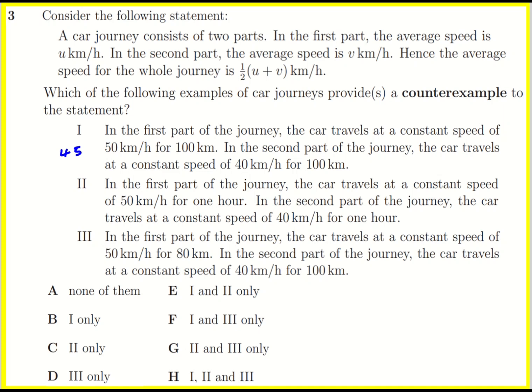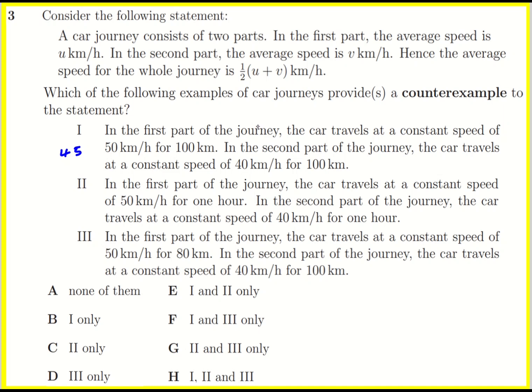It's actually not going to be the case because although we're traveling these speeds for the same distance, you've got to realize that if you're traveling at a smaller speed for the same distance, then it's going to take a lot longer. So imagine you're going 1 kilometer per hour. It's going to take a long, long time. There's no way you'd have an average speed of 45. But let's do the math to show it.